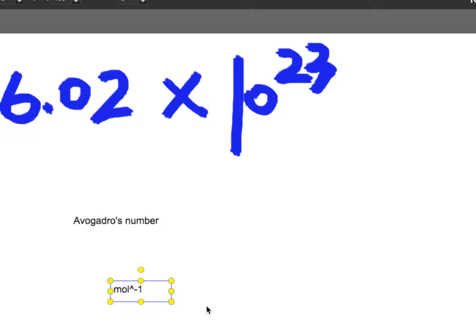The reason why it's called Avogadro's number is because this man, Avogadro, initiated the theory that if you have the same volume of gas at the same temperature and pressure, they would contain this equal number of molecules. That man didn't actually discover the value 6.02 times 10 to the power of 23, but they named it after him to honor his contribution to chemistry.